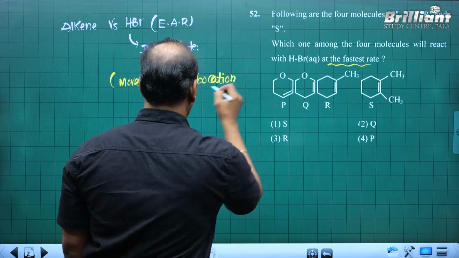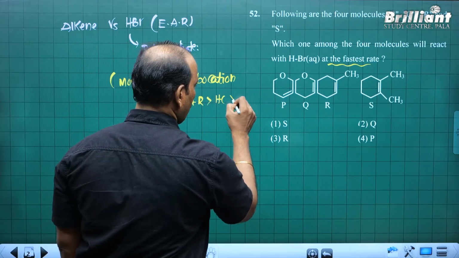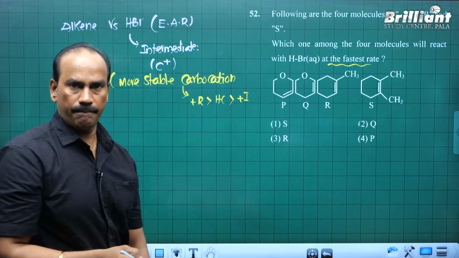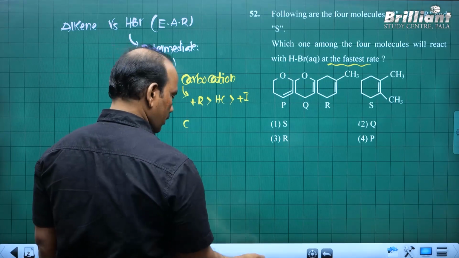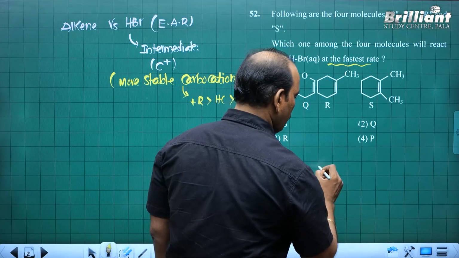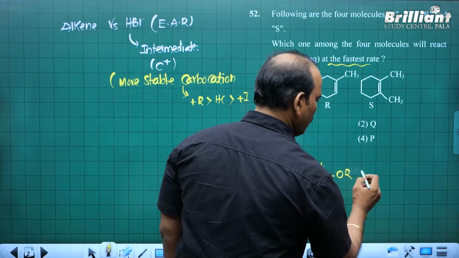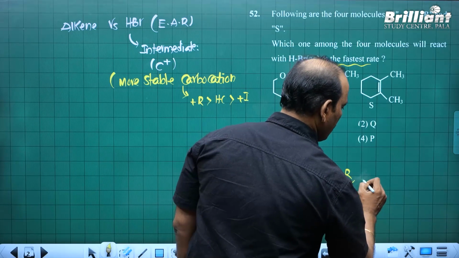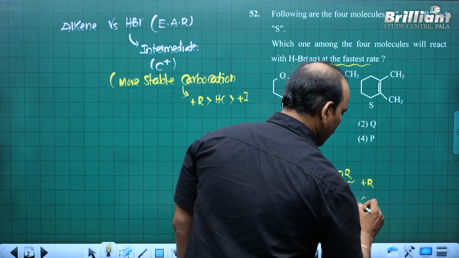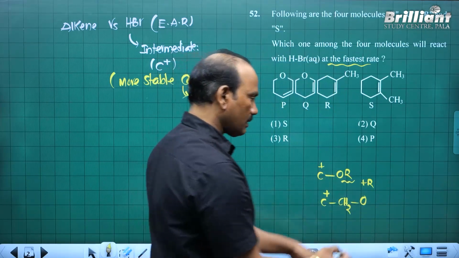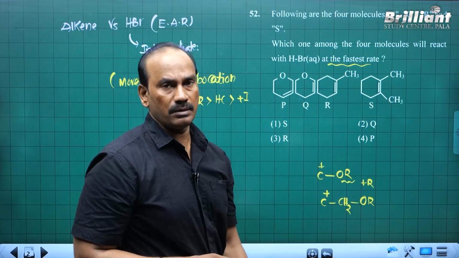Carbocation. What is the order? Plus R greater than hyperconjugation greater than plus I. Clear? And here one more important point is carbocation. Here carbocation adjacent OR is there, this is plus R effect. At the same time, here carbocation adjacent carbon has OR group, that means OR is directly attached to the carbocation, that is a plus R.